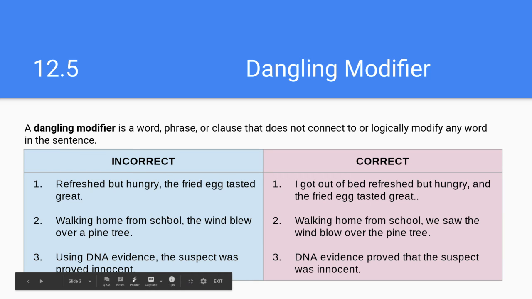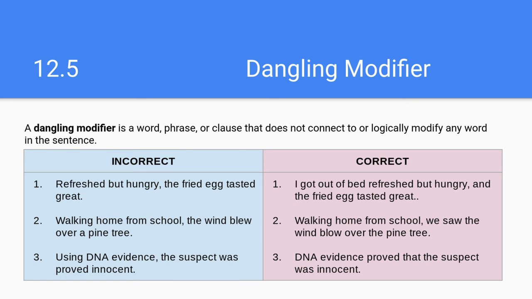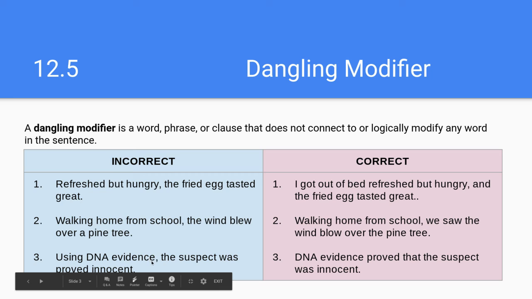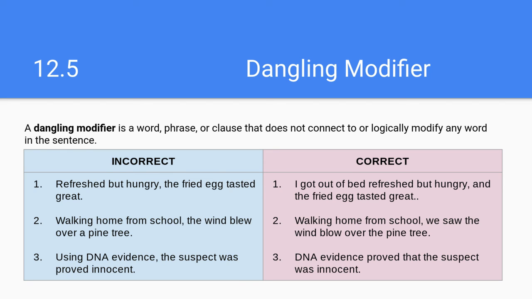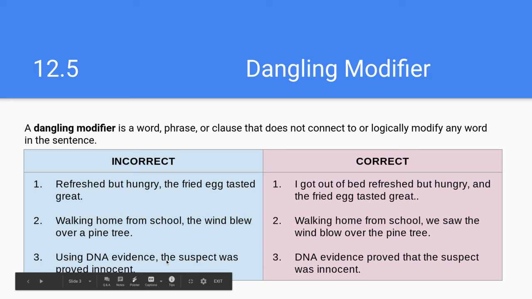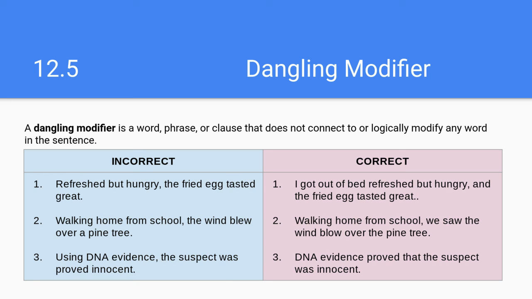Okay, last one, number three: using DNA evidence, comma, the suspect was proved innocent. Like I just said with that number two example, the subject, whoever's performing this action, needs to come immediately after that comma if you start your sentence in this way. The suspect is not the one using DNA evidence, right? They're not the scientists behind this. These are the people being accused. So this person corrected it by totally changing the structure of the sentence and saying instead, DNA evidence proved that the suspect was innocent.